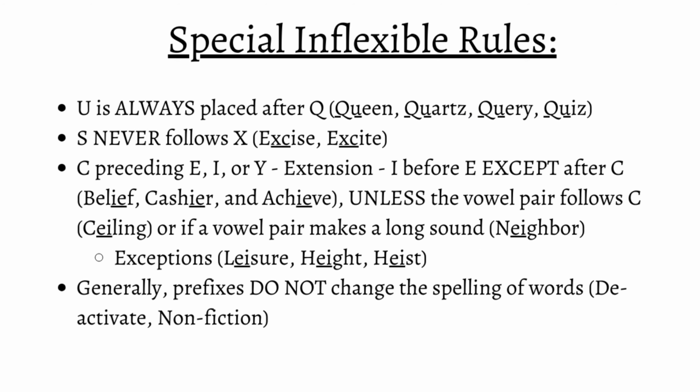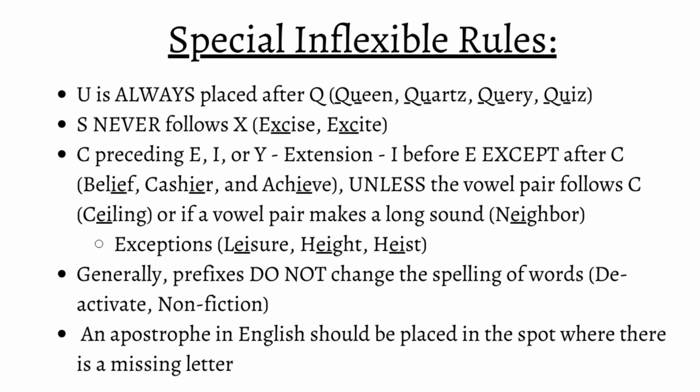English also has apostrophes, which are placed where letters are removed. An apostrophe in English should be placed in the spot where there is a missing letter, like in the word can't, which signifies the missing letters N and O from the word cannot. Similarly, the word doesn't signifies the missing letter O from the word not from the phrase does not.